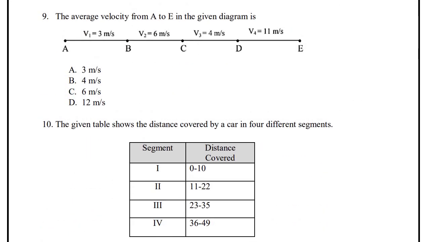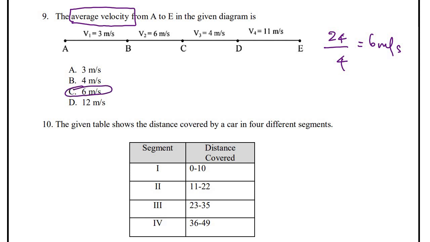Question number 9. The average velocity from point A to E. So the formula of average velocity is the total distance over total time. We have four different velocities between point A and E. So let's take the average of these four velocities. 6 plus 3 is 9. 9 plus 4 is 13. And 13 plus 11 is 24. 24 divided by 4 is equal to 6 meters per second. So option C is the right answer.